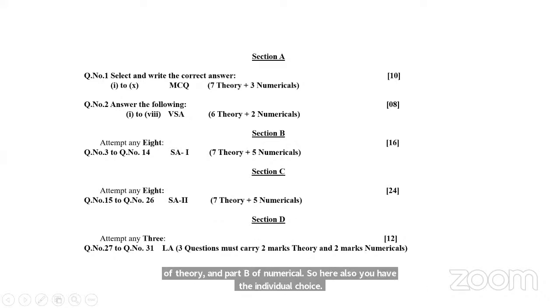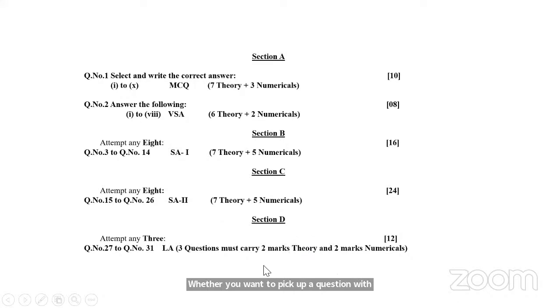Similarly, for section D, if you see the theory and numerical split up, as I have already told you, section D consists of 5 questions, each of 4 marks, and each sub question has this split, part A and part B. So there also, in those 5 given questions, 3 questions will have part A of theory and part B of numericals. So here also you have the individual choice, whether you want to pick up a question with theory and numerical, or the other 2 questions will be totally theory and theory. So that call you will have to take individually.